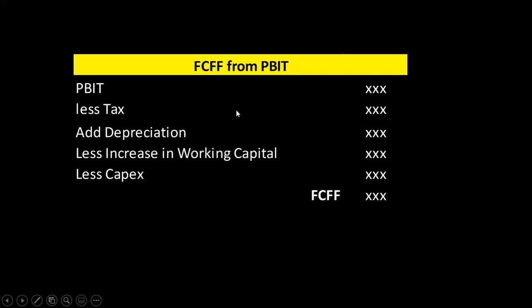So FCFF can be derived from PBIT or EBIT as EBIT less tax, add depreciation and amortization and other non-cash items, plus or minus the changes in the working capital other than the cash, that is CA minus CL other than the cash, and less CAPEX. We'll take an example to understand the calculation.